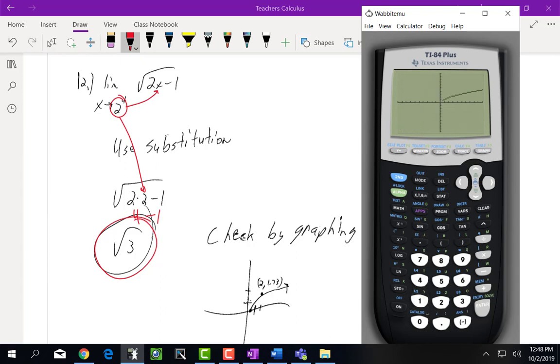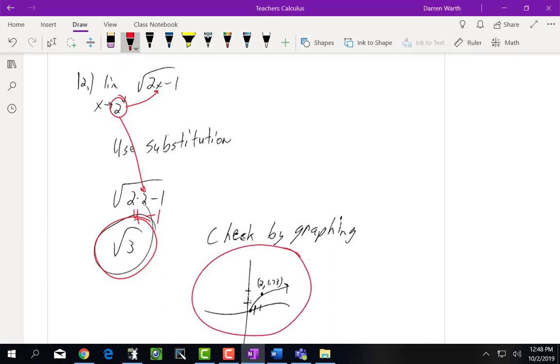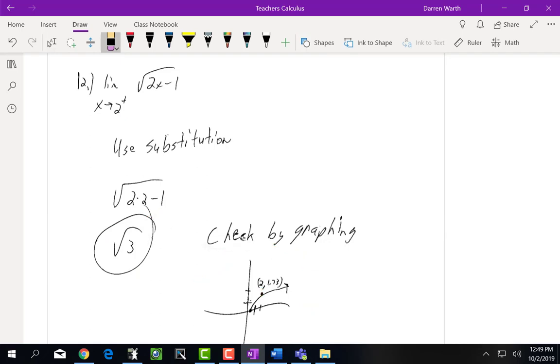So the square root of 2x minus 1. You can notice that here at 2, it looks like it's sitting at about 1.73. So it looks like it does exist. You always want to check your graph to make sure that it still exists right there. So that square root of 3 is 1.73. Whenever you're doing your roots, just check by graphing to make sure that you are not hitting an area where that square root graph is ending.